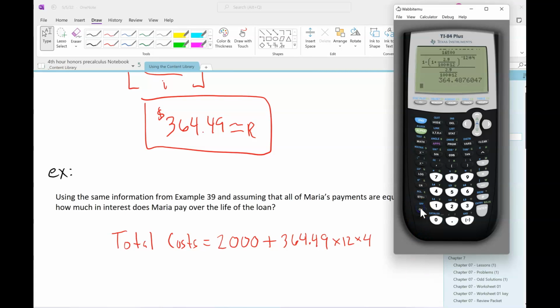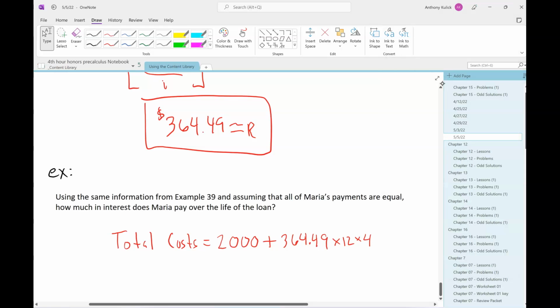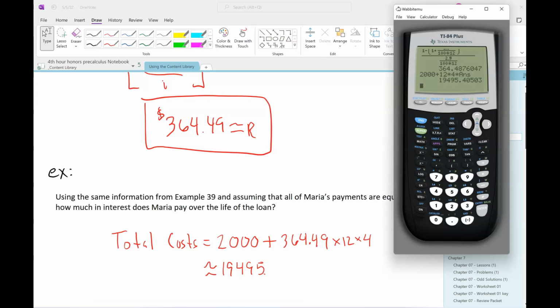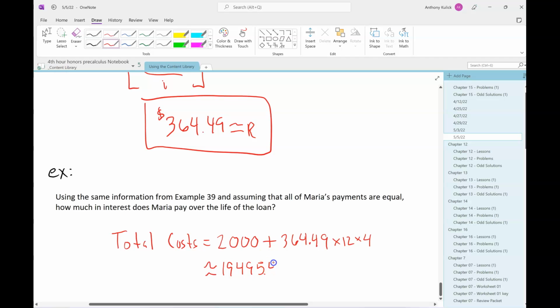Yeah. I wrote 4. Did I not say 4? Oh, don't get confused, because you're confusing me now. So if I type that all into my calculator, I get $19,495. And then some cents. What was the cents? 41 cents.